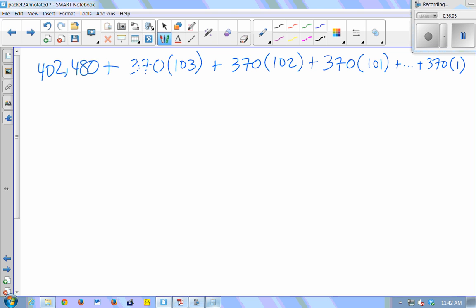So we have a fun little trick. I have 402,480. That's just sort of, we'll add that at the end. The rest of this, I'm going to have to come up with some kind of little trick to add these up. We're trying to develop the formula right now.